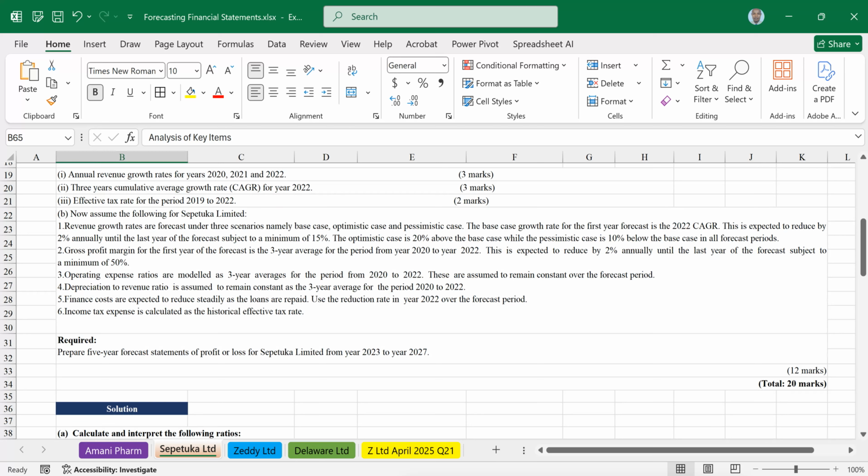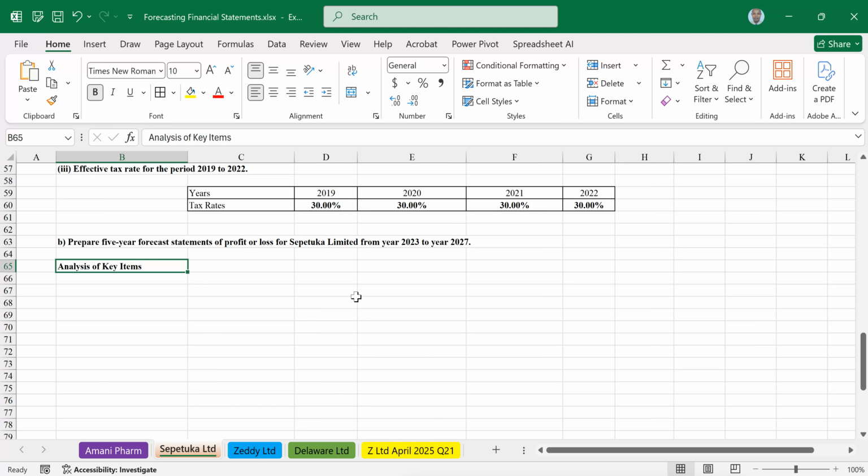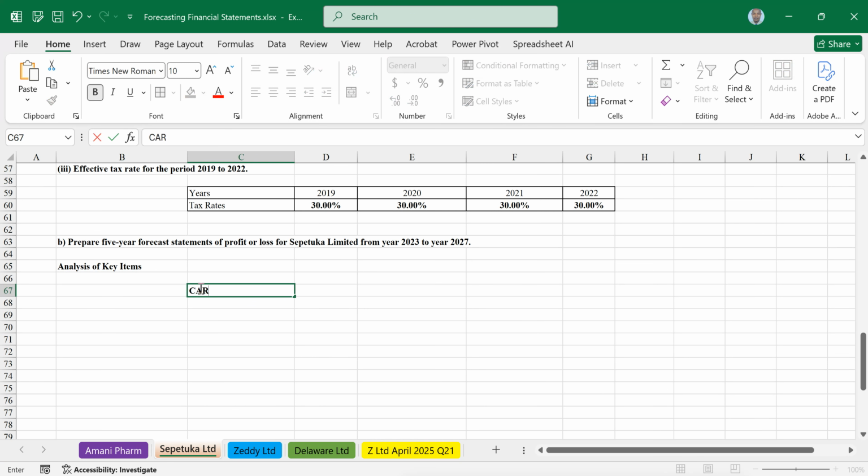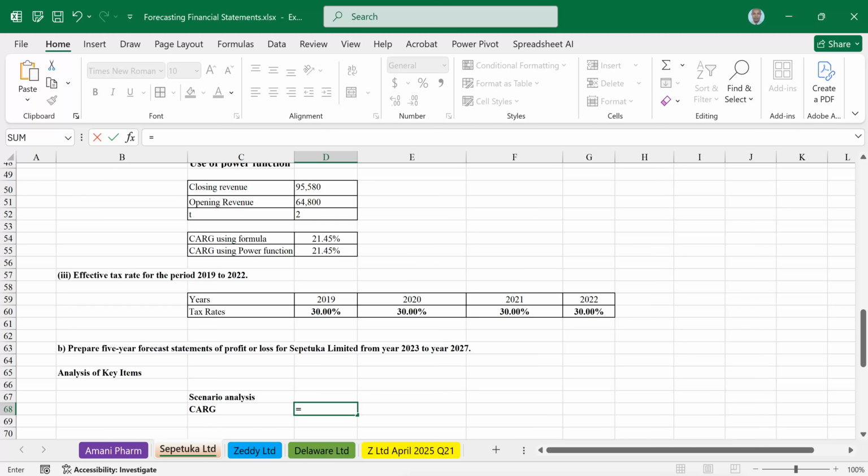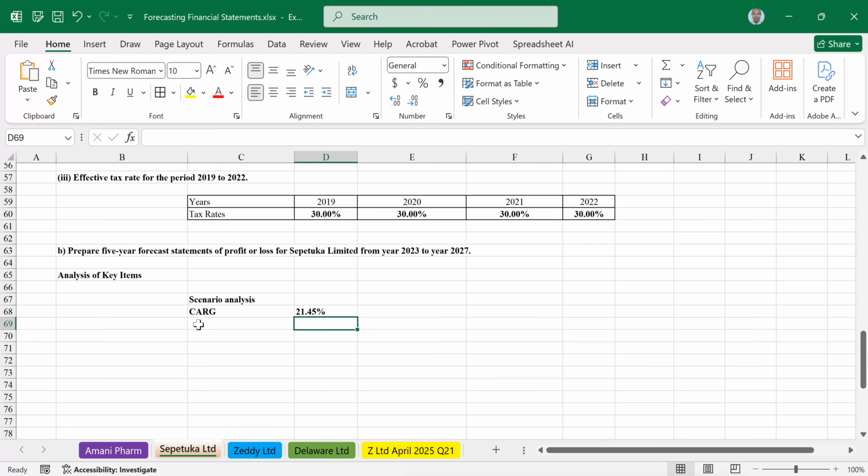The scenario. So start by giving me CAGR for scenario analysis. We start with scenario analysis. Then we have CAGR. CAGR has given us 21.45, so we have 21.45 up there. That is CAGR, 21.45.